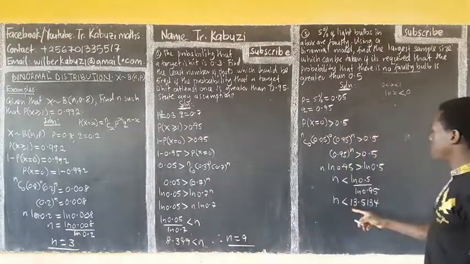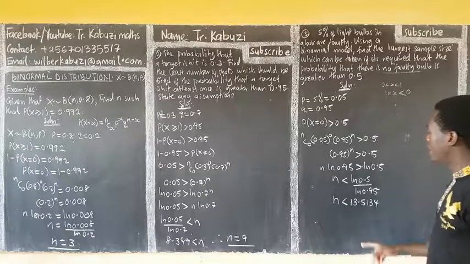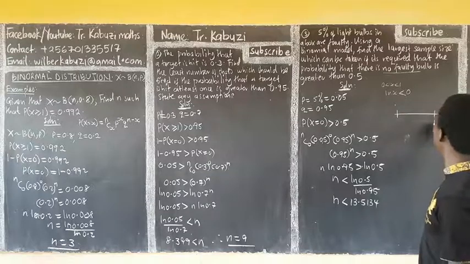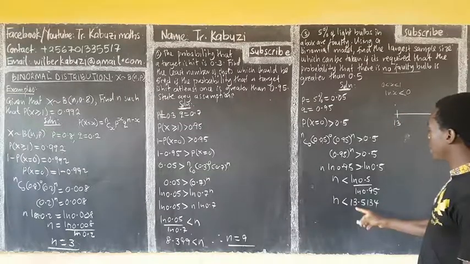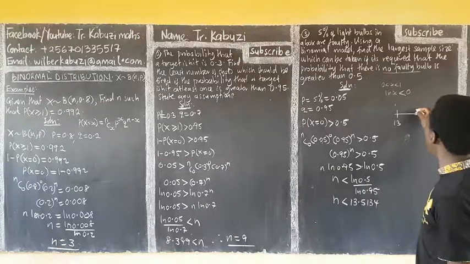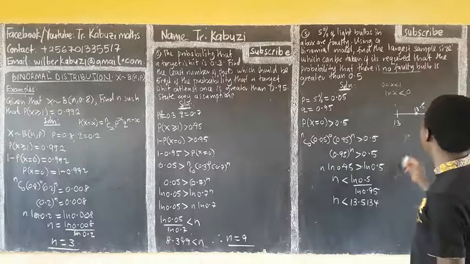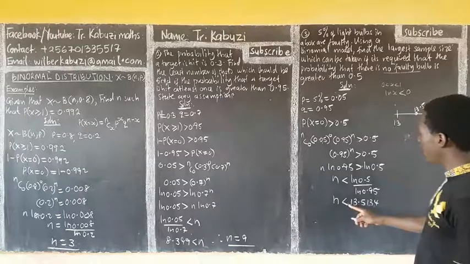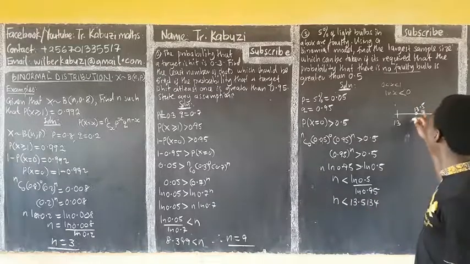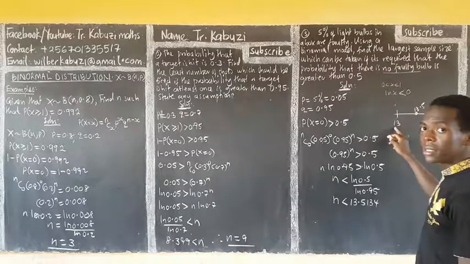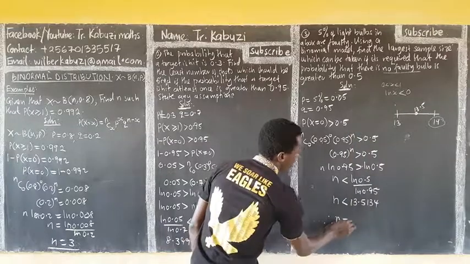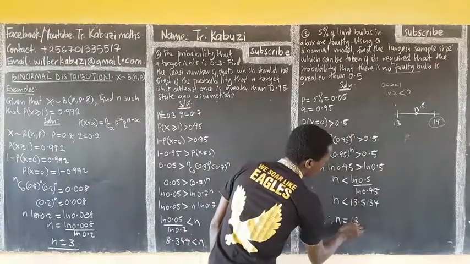Now, here be careful. The number we want should be less than 13.5. It's not 12. Why? Because you see, we have 14 and 13, and this one is here, our 13.5. If it was greater, then the next integer after this would be 14. But this one is less. So the next integer after this is 13. Therefore, our n is 13.